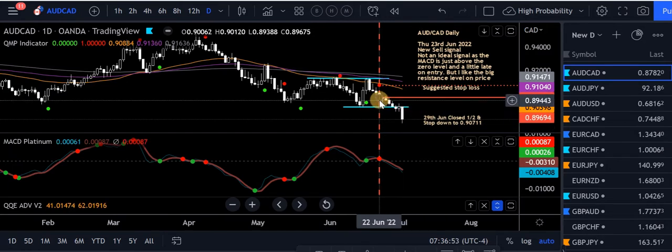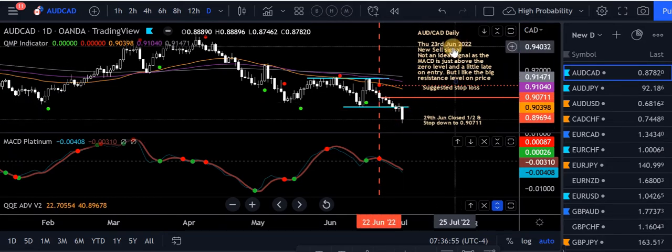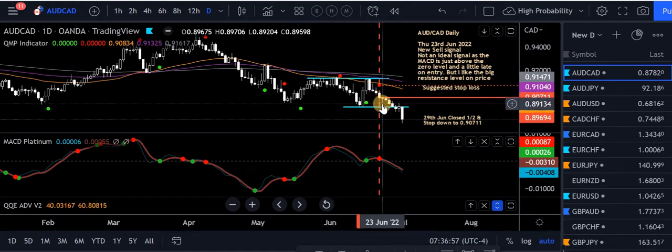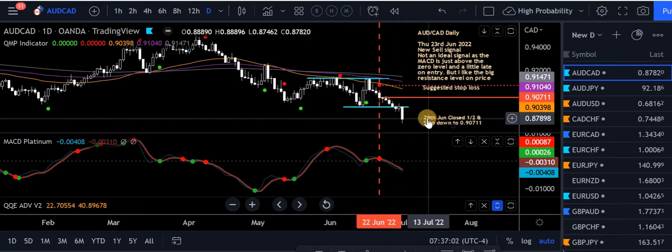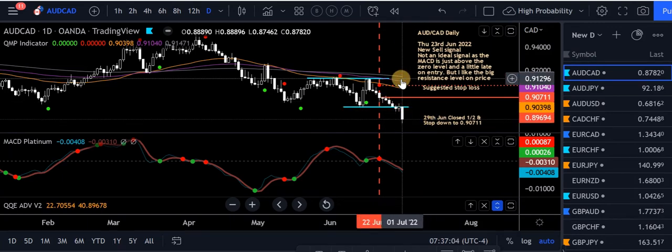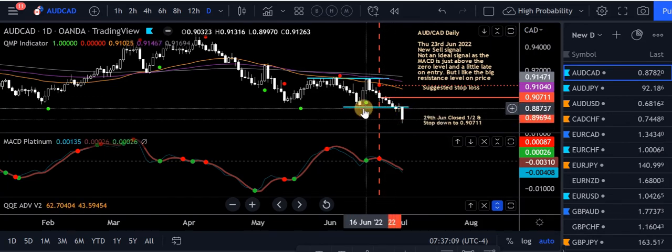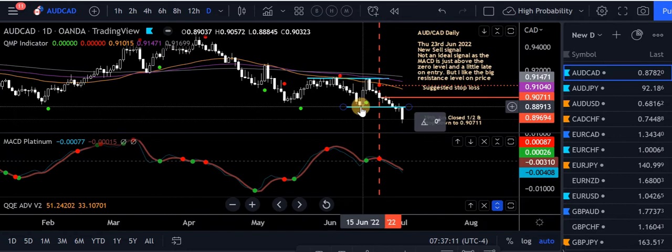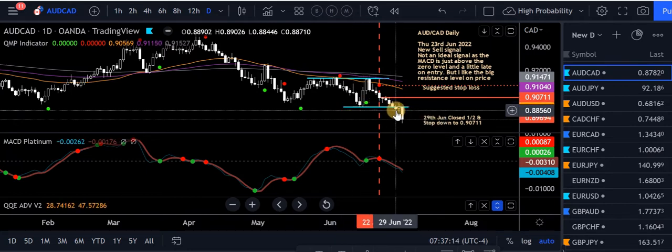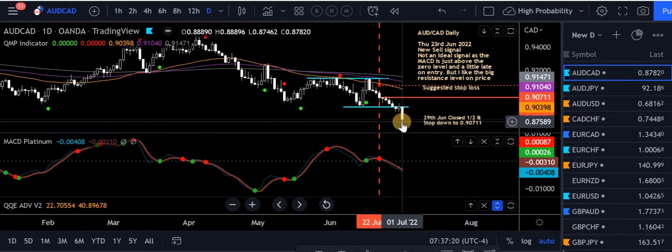So for example, we took a sell here on the AusCAD on the 23rd of June. So it's on the open of that candle straight after the red line. And on the 29th of June, I closed half and brought my stop down. So let's have a look at the 29th. The reason half was closed is we were at a previous low, marked by the blue line, and the MACD Platinum's through the zero level. So we had to protect the position, closed half, and Friday was kind to us. It kept on going down. We've still got a partial position on, so life's good on the AusCAD.